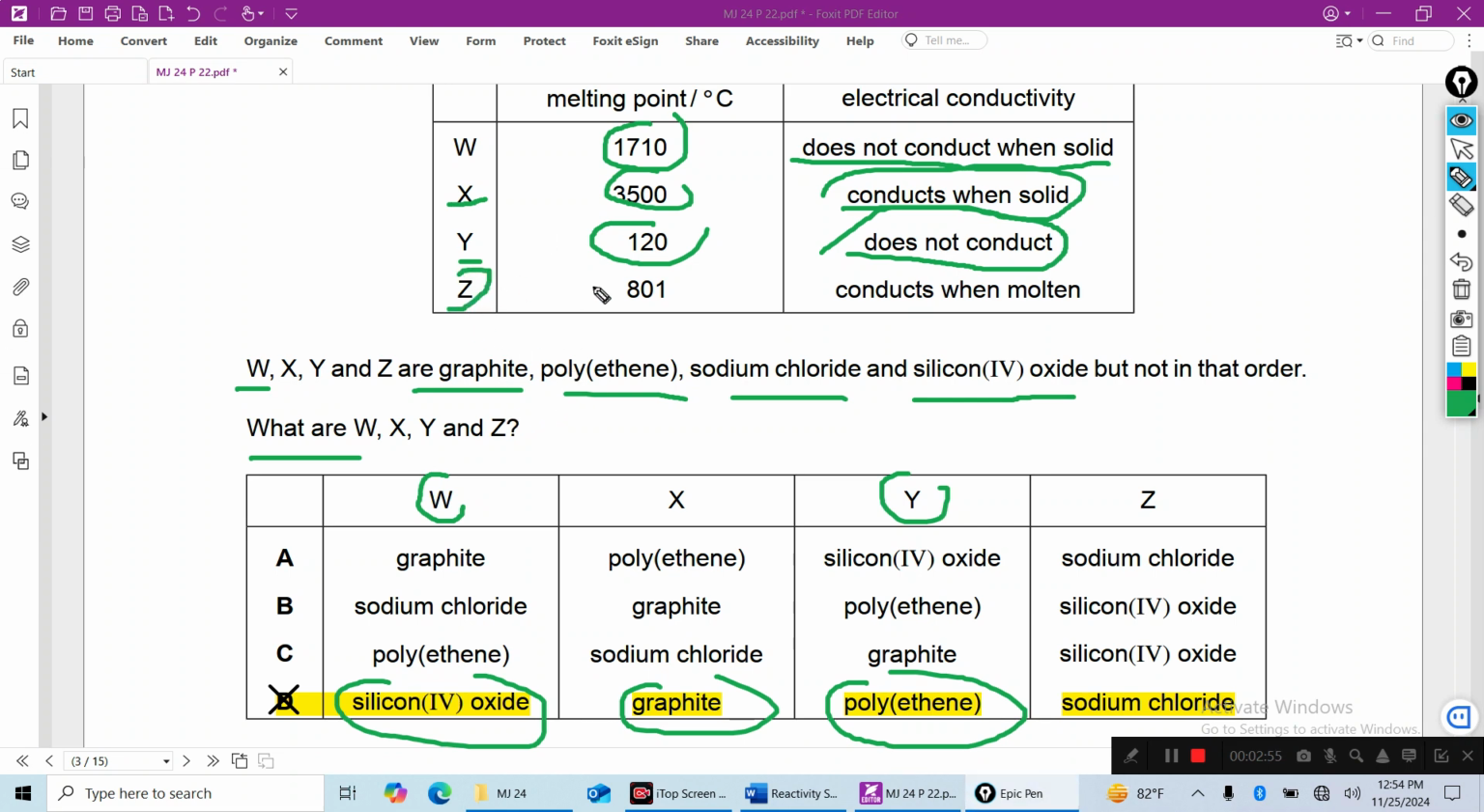And Z is sodium chloride. Why? It has a high melting point, is an ionic compound and conducts electricity when molten. An ionic compound conducts electricity when molten because in the molten state the ions become free to move. Sodium ions and chloride ions become free to move. That's why it conducts electricity.